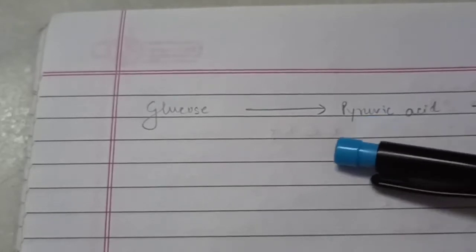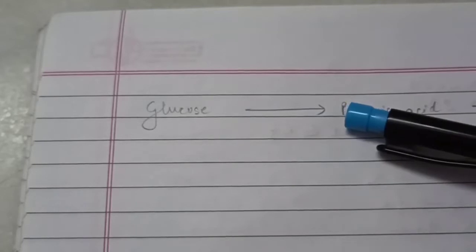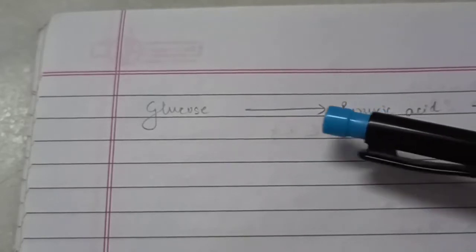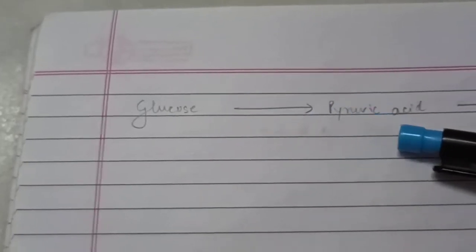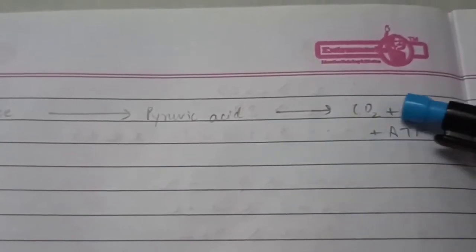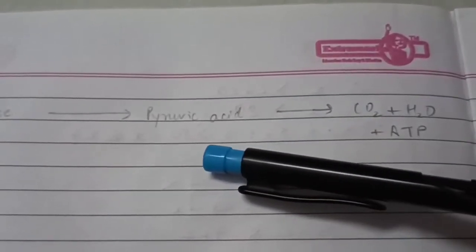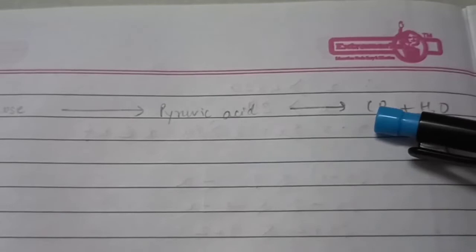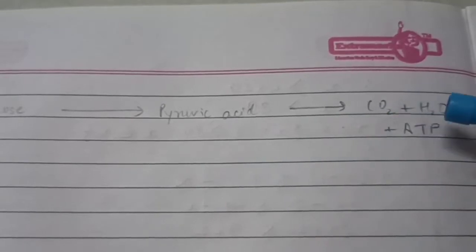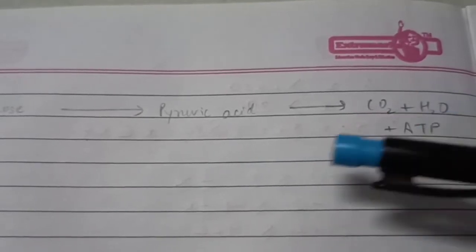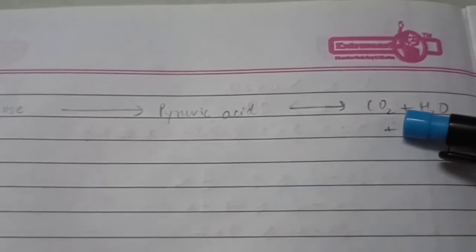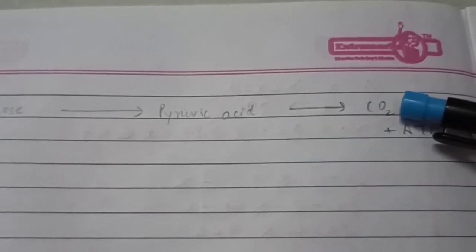But we need to know that this step is anaerobic, does not require oxygen. It happens in cytoplasm. And the next step is aerobic. It requires oxygen, where the pyruvic acid is broken down into carbon dioxide and water, the waste products, and energy is released in the form of ATP. And can you guess where does this step happen? It happens in the mitochondria.